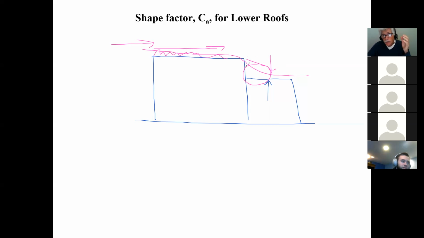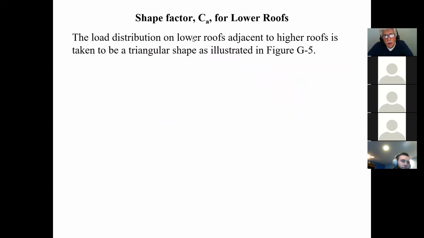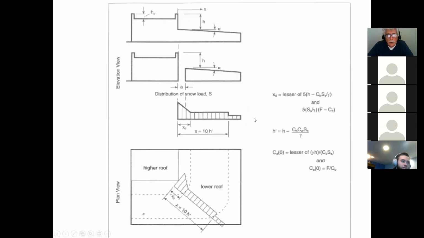And how do we account for this? This becomes the CA factor for this roof. Okay, so we will do that. So now, the load distribution on lower roof adjacent to high roof is taken as a triangular shape as illustrated in figure G5. Now this is figure G5. Now guys, I'm sorry, I have all these menus in the way here. Here they're showing you the upper roof and the lower roof.